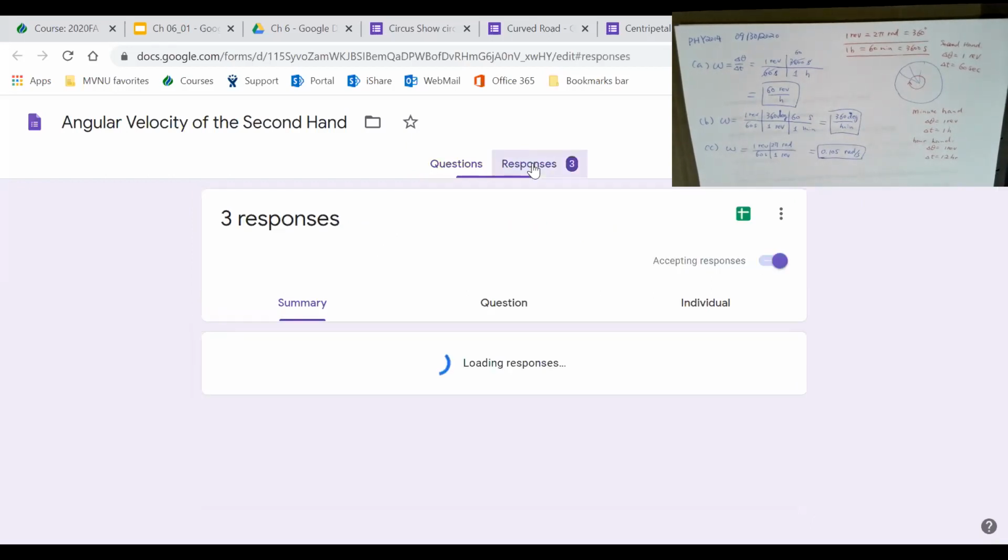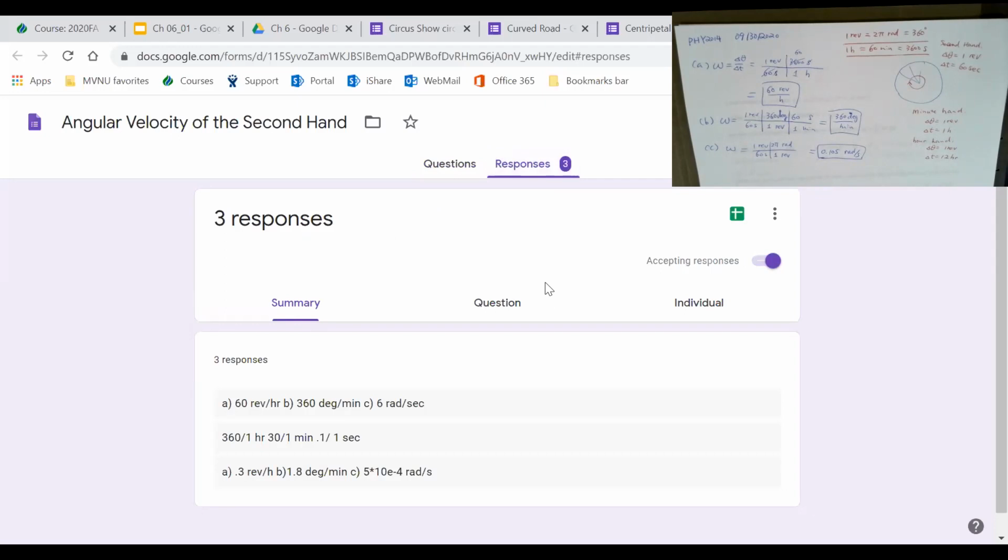All right, let me take a quick look at what you submitted. The first one, 60. Yep. Second one, 360. Okay. The last one, not quite right. So compare what you have with the solution, and you can see where it went wrong. Any questions you might have?